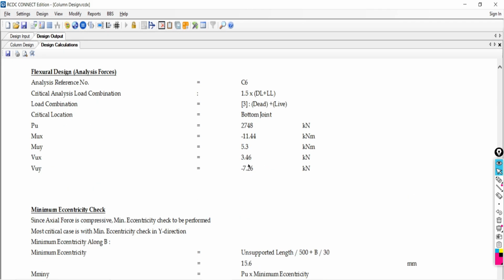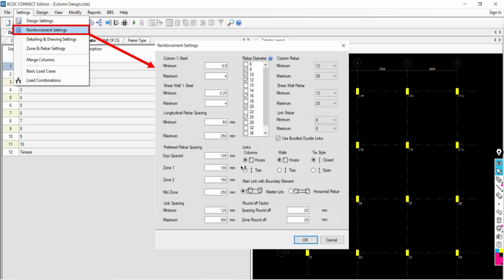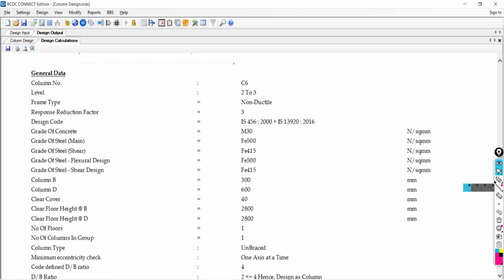So if you are going to check here, see what analysis values RCDC is considering: grade of concrete 30, grade of steel 500, grade of steel for the shear reinforcement 415. Now column width as 300, column overall depth as 600, column clear cover as 40, unsupported length of the column. See, we are considering 2800, RCDC is also considering 2800. Okay, fine. It is going to consider the minimum eccentricity.